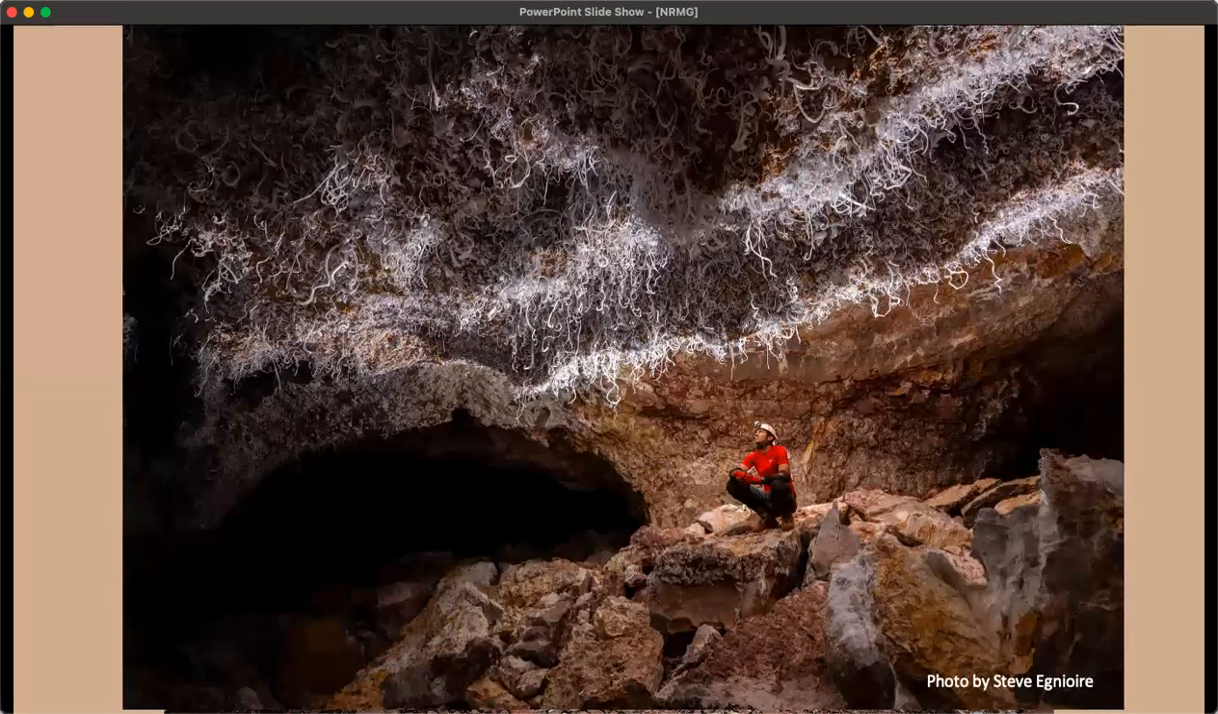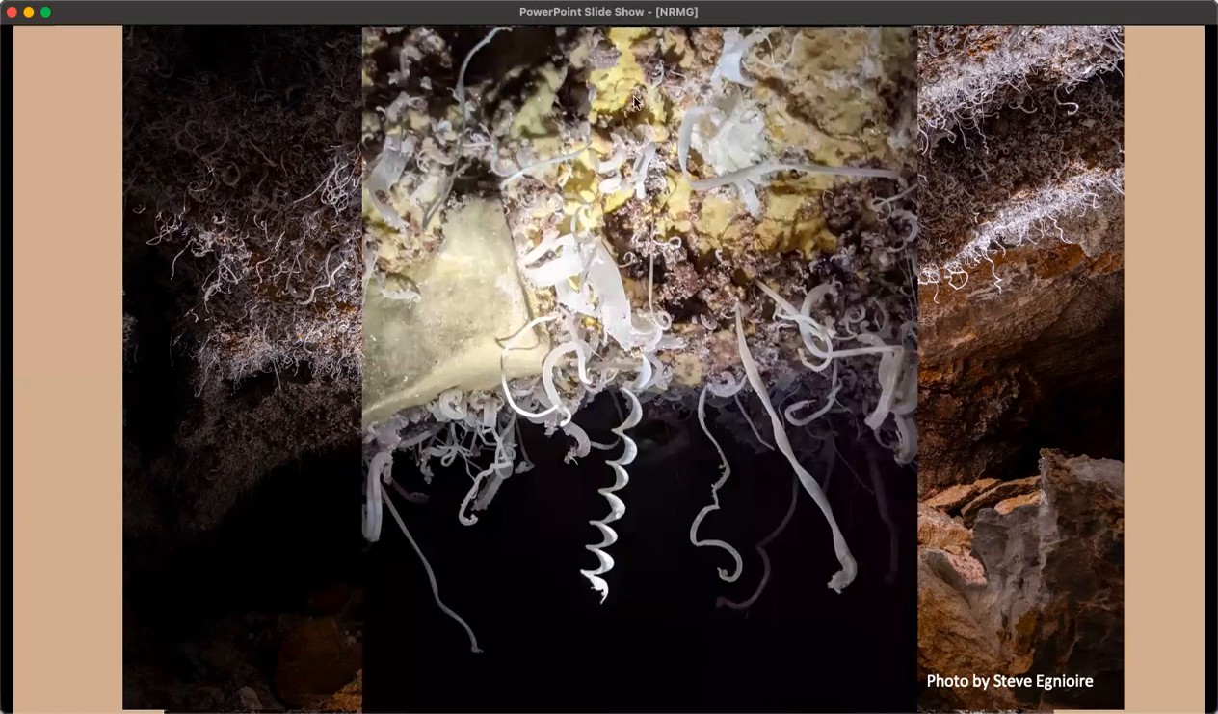Another great example of the gypsum flowers and also some of the breccia in the ceiling up here. Again, another picture of breccia blocks. You can see the intact block of limestone here, the breccia matrix, and then the beautiful corkscrew gypsum flowers.